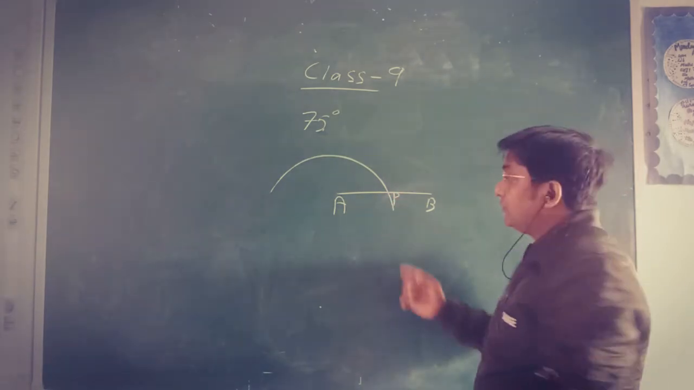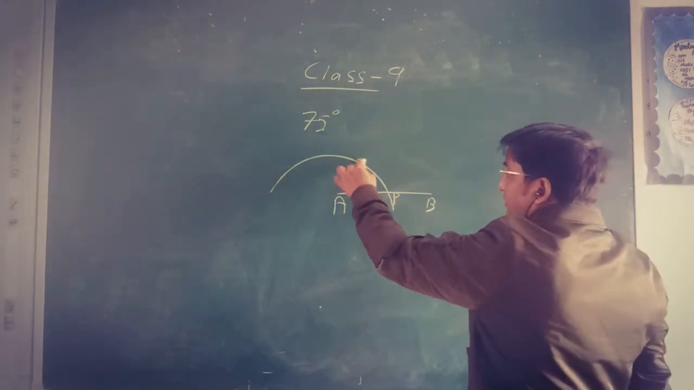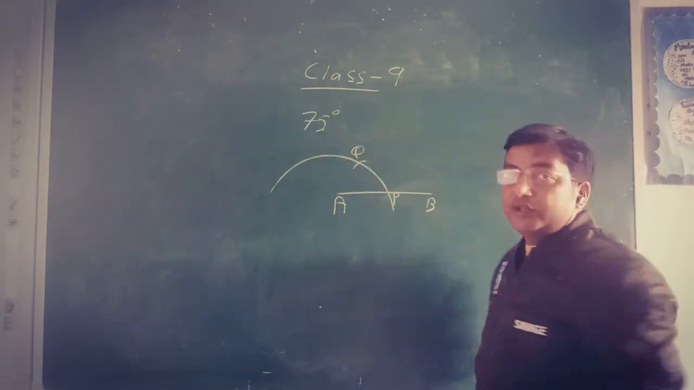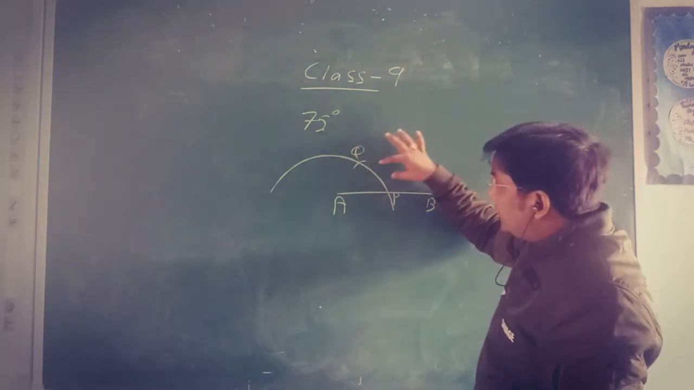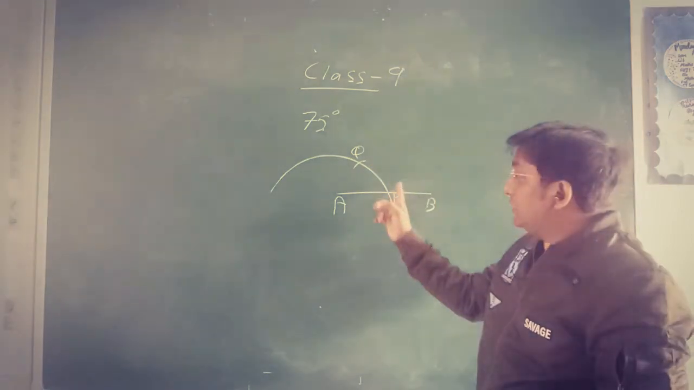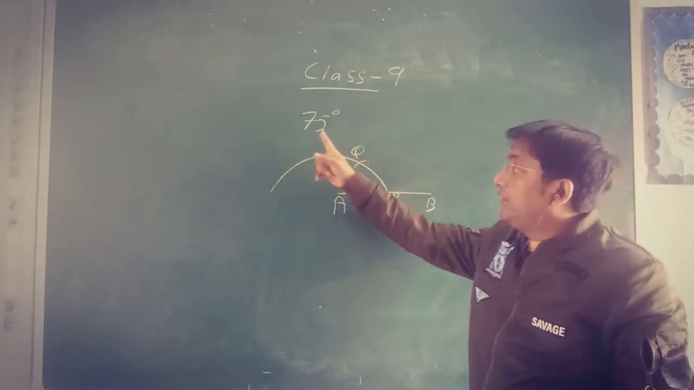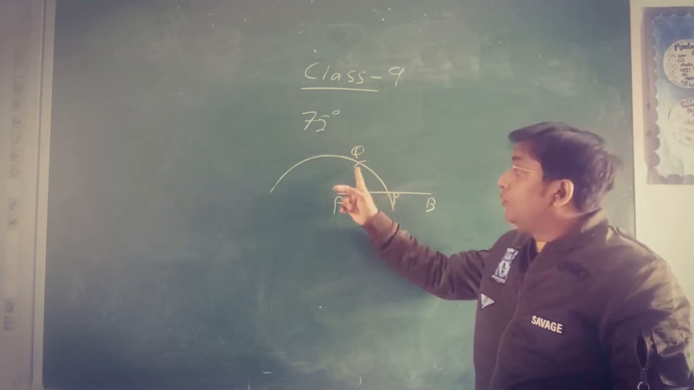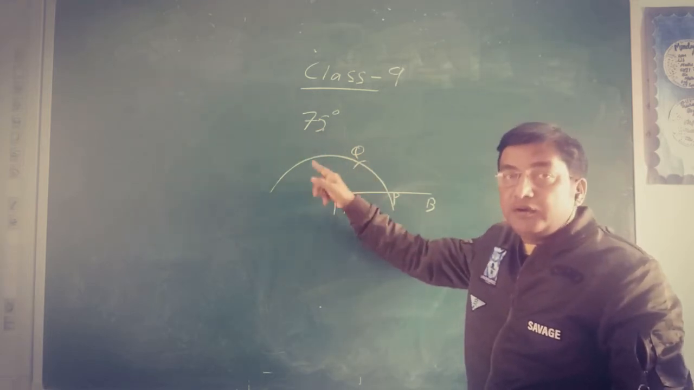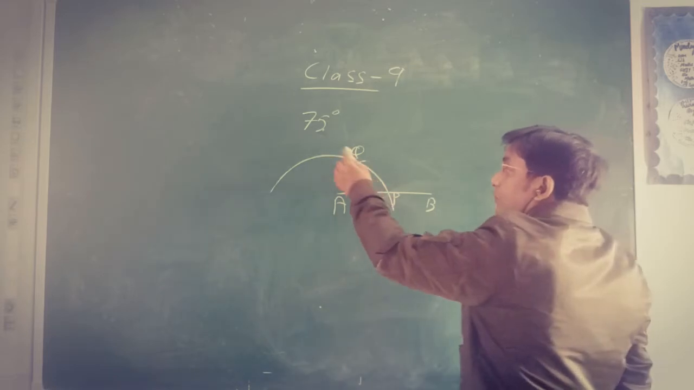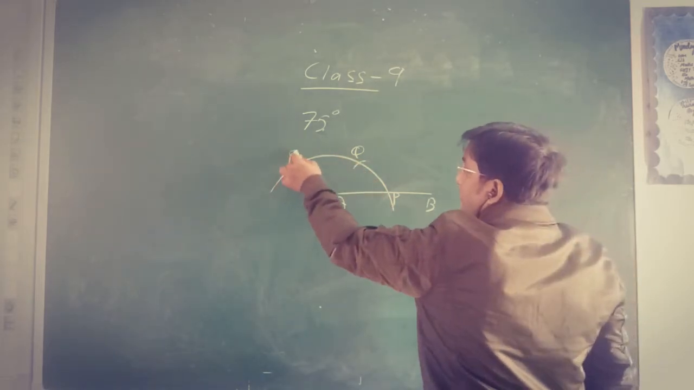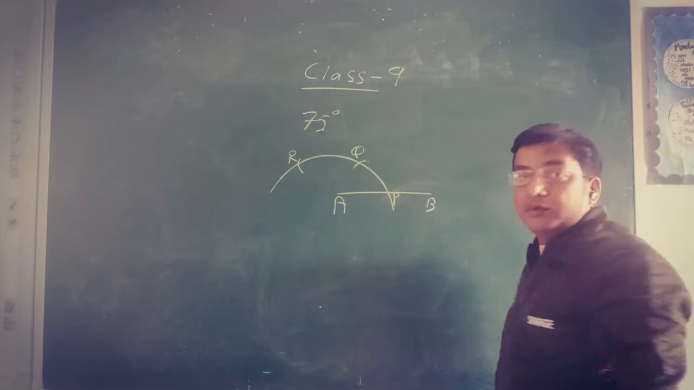Let us make 60 degree first of all. From P with the same radius, get an arc Q. Now the angle from P to Q is 60 degree. I want 75 degree, which means I have to go beyond this Q. So I'll take one more 60 degree, that is R, with the same radius that you have taken.